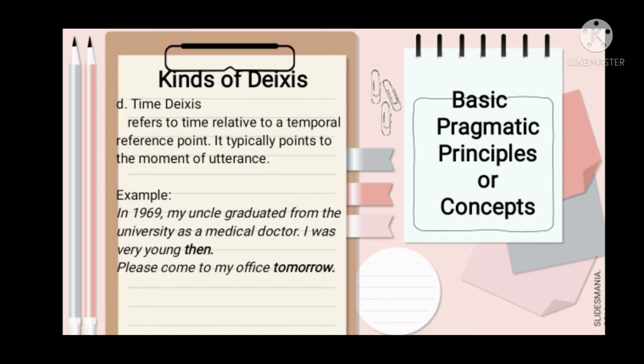Another example is, "Please come to my office tomorrow." Tomorrow is an example of a deictic word, and it also points to the moment of the utterance.